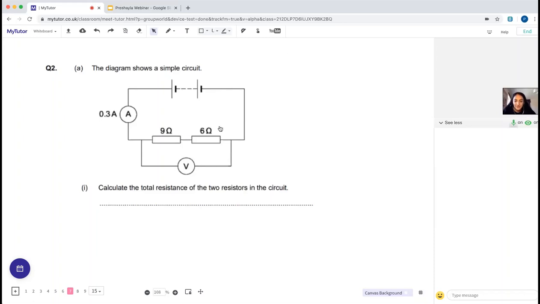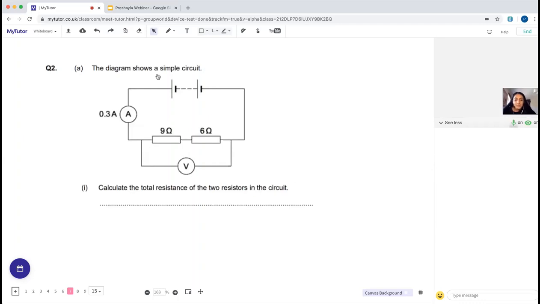Now, it's important not to get confused because this kind of looks like a parallel circuit. We've got that 2 branch thing going on, but this is actually a series circuit with a voltmeter placed in parallel to the resistors. Now, the reason that voltmeter is there is because we want to measure the voltage across those 2 resistors, okay? So you know that 9 plus 6 is 15 ohms, and we want to measure the voltage of those 2 resistors combined.